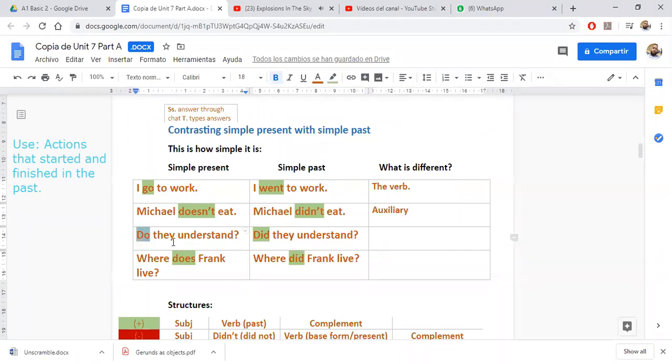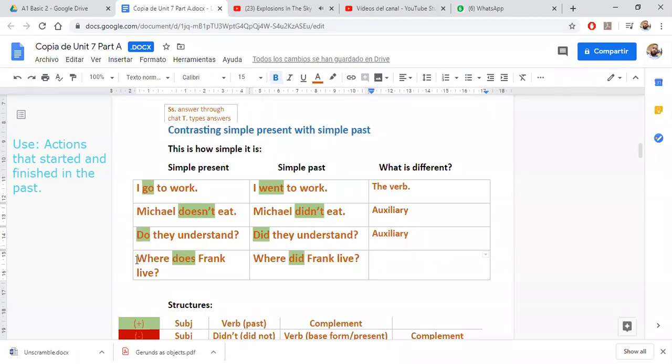Another, in this question, yes or no questions now. Do they understand? Did they understand? What is the difference? The simple present and the simple past. The auxiliary again. The difference is the auxiliary again. So we have do in the simple present, but we have did for the simple past. So that is how we do it. You see, that's the difference between them. That's the structure of the simple past.